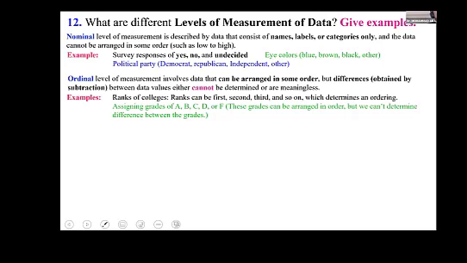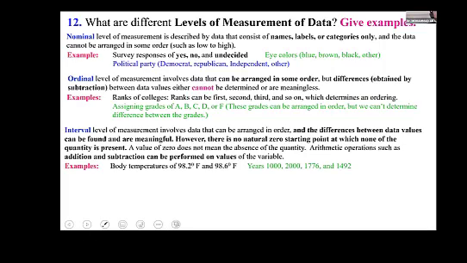Ordinal. The ordinal level of measurement involves data that can be arranged in some order, but differences obtained by subtraction between data values either cannot be determined or are meaningless. Examples: ranks of colleges. Ranks can be first, second, third, and so on, which determines an ordering. Assigning grades of A, B, C, D, or F. These grades can be arranged in order, but we can't determine the difference between the grades.